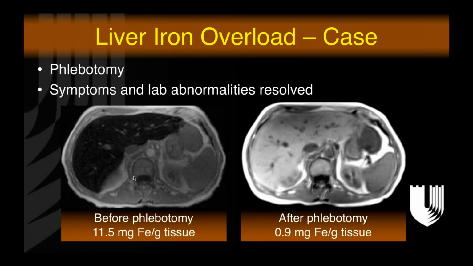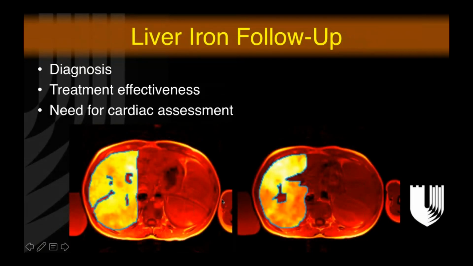And these are MRIs. This was the one at the time of diagnosis. This is an in-phase T1 weighted image. And then here's the in-phase T1 weighted image after she'd completed her course of phlebotomy. And she went from an estimated liver iron concentration of 11.5 milligrams per gram to 0.9 milligrams per gram. So from severely abnormal down to the normal range. So we were able to show that her treatment was very effective.